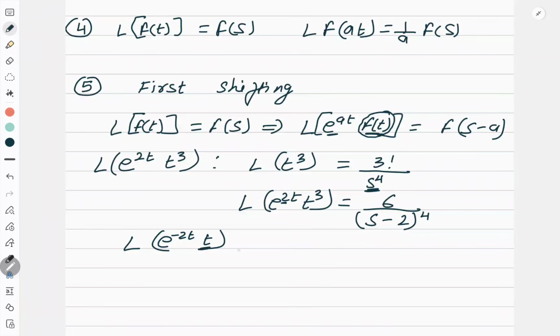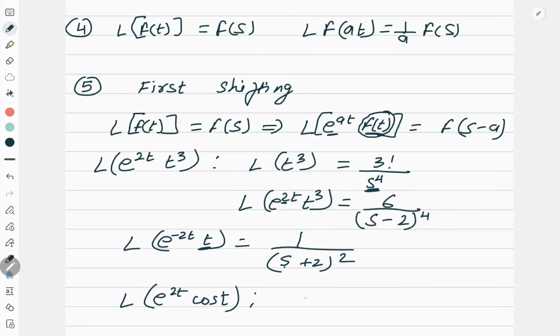So what is Laplace transform of t? T is 1 by s square. So I will write 1 by s square, but in place of s I should write s plus 2. So this will be the answer. If I ask you what is Laplace transform of e to the power 2t cos t.